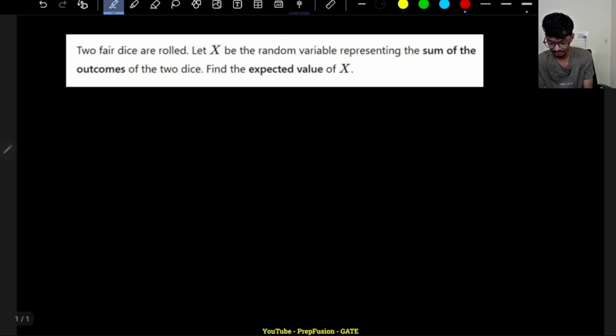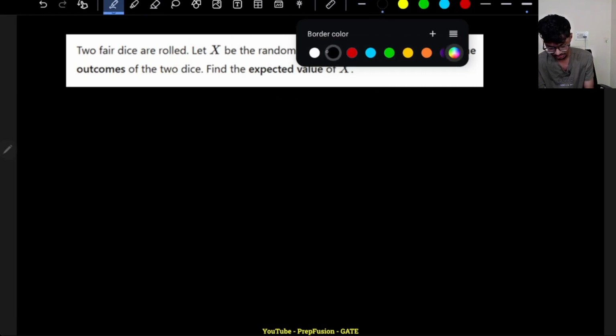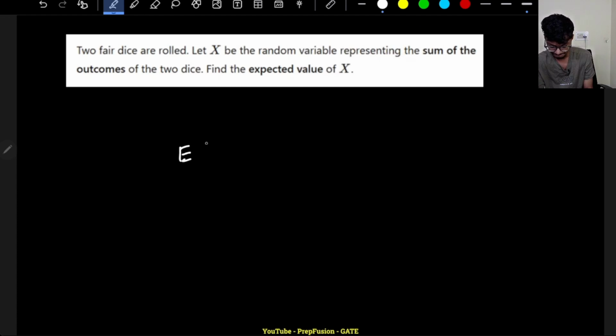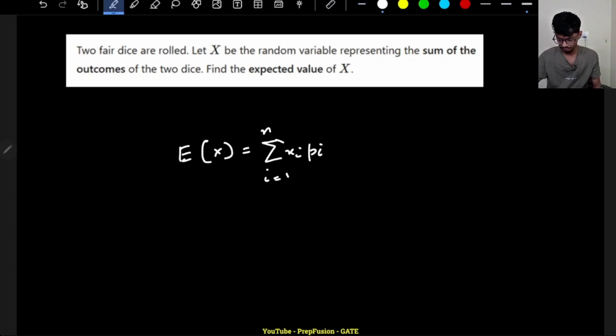So what is the expected value of X? This is a discrete random variable. For a discrete random variable, it is basically the summation of xi pi, correct? Summation of xi pi from i equals 1 to i equals n. That is the value of the expected value of X.